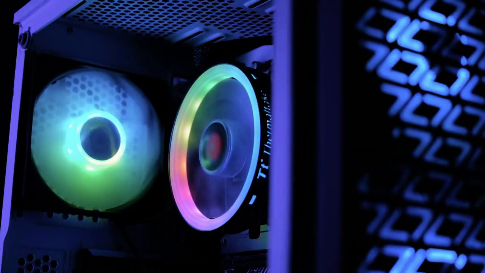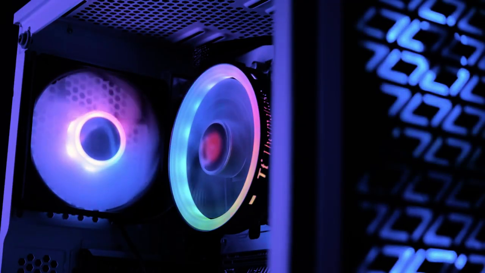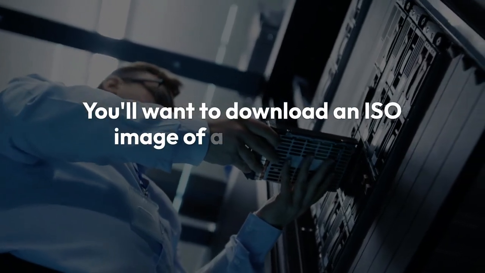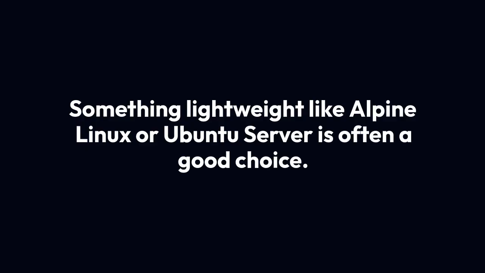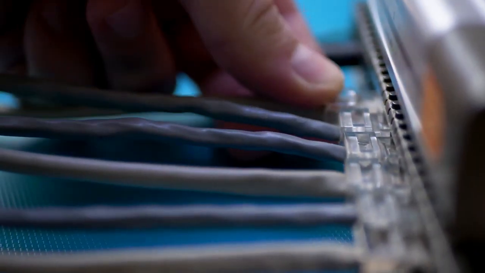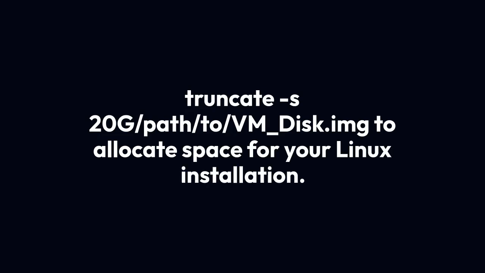The next crucial step involves setting up a Linux guest operating system within bhyve. You'll want to download an ISO image of a suitable Linux distribution. Something lightweight like Alpine Linux or Ubuntu server is often a good choice. You'll then create a disk image for your virtual machine using commands like truncate -s 20G /path/to/vm_disk.img to allocate space for your Linux installation.